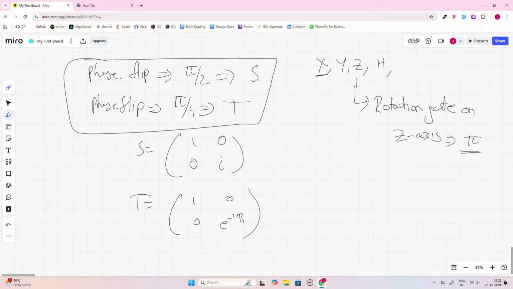Yeah, so I can consider the X-axis as well, not a problem. Rotation around the X-axis with an angle of pi. So I can call X my rotation gate as well. Understood? Got it? So what are my rotation gates? Literally everything comes under a rotation gate, not a problem.